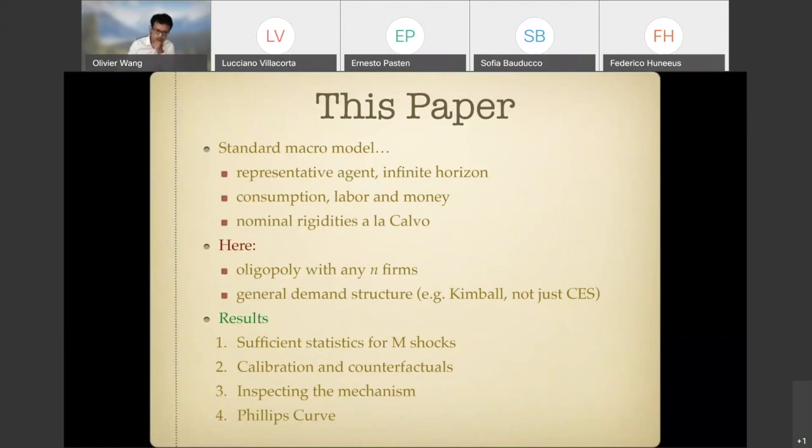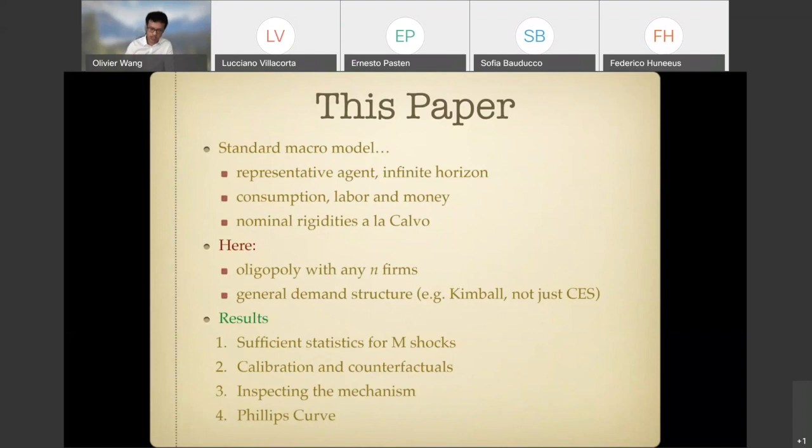Now, third, we're going to inspect why. Why is this happening? Why is concentration having this effect? As I said, when you change concentration, you're changing many things at the same time. And so we're going to use this Kimball demand to disentangle the different forces. This is going to become clearer after you see the model. And doing that, we're going to find that for these kinds of shocks, the monetary shocks that are the focus of this monetary literature for good reasons, like they're tractable, they're well understood, most of the action is actually going to come from changes in the shape of residual demand.